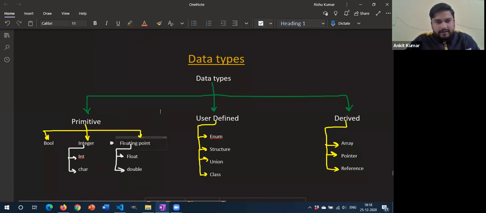Now we have another data type which is floating point. Floating point simply means that we use numbers in decimals in real life, like 5.6, 7.8, whatever decimal form. So floating point means decimal numbers. Now decimal numbers can be either float or double. There is not much difference between float and double. The only difference is the size. Float offers a little bit less size than double. We'll have a look at that as well.